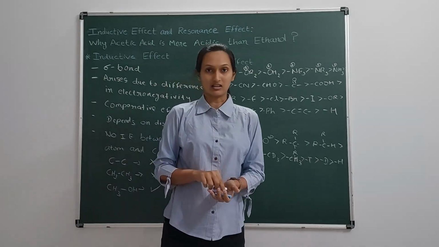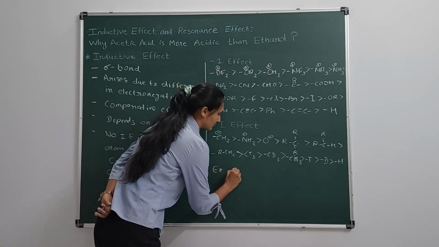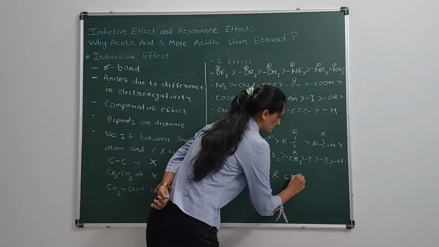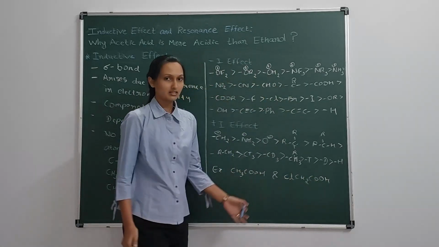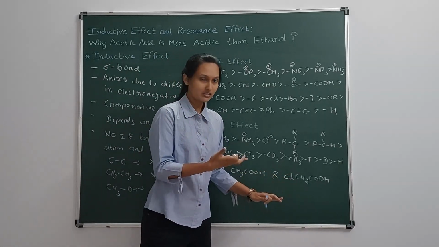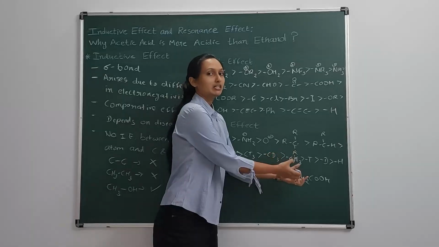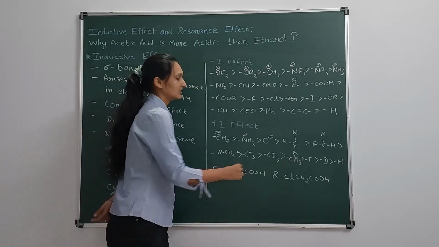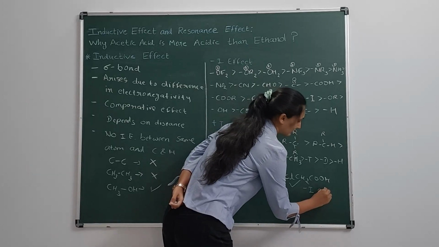Now let's take one example to find the acidity. Which is more acidic, CH3COOH or ClCH2COOH? In this, chlorine is highly electronegative in nature. It exerts minus I effect, so it pulls electron density towards itself. So hydrogen can easily be released. So we can say that ClCH2COOH is more acidic due to minus I effect.